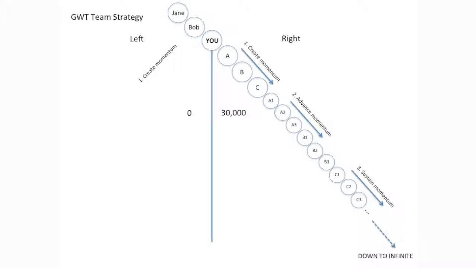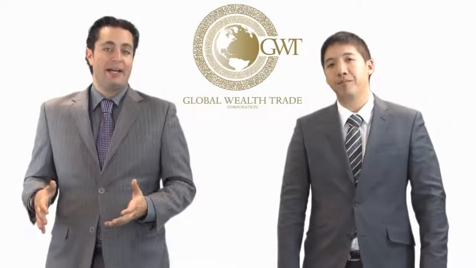Now, the beautiful part about this team strategy is that, again, you never lose any of the volume that comes up from the right-hand side. It just waits there for you until you want to cash it out. So, Lior, what's the next step here? Well, the next step here is now that you have all this massive volume on the right, now you need to create massive volume on the left.